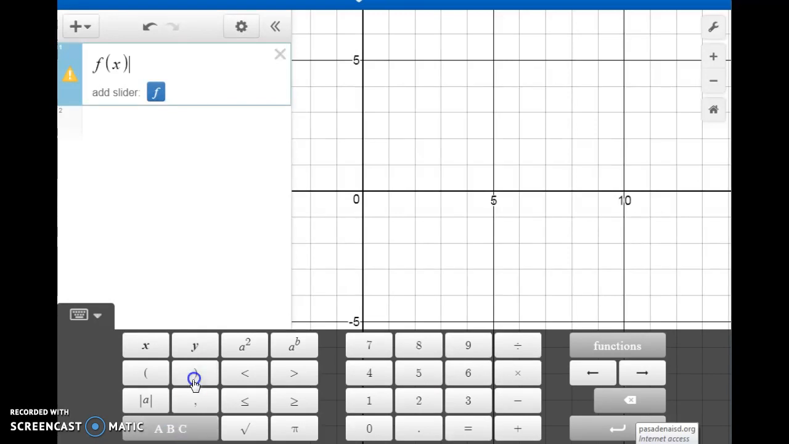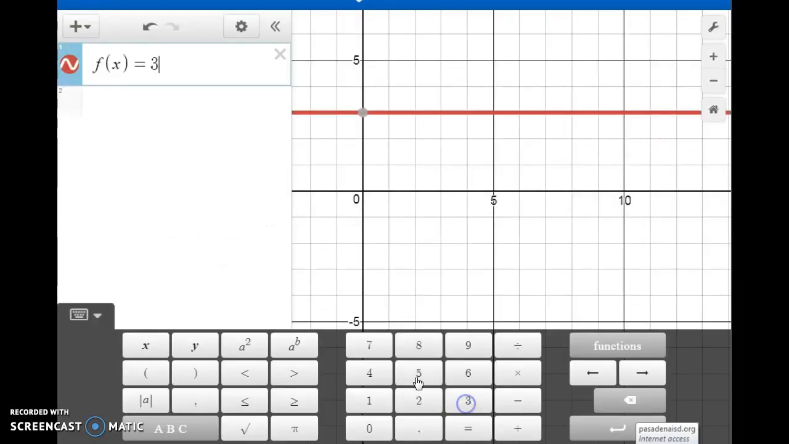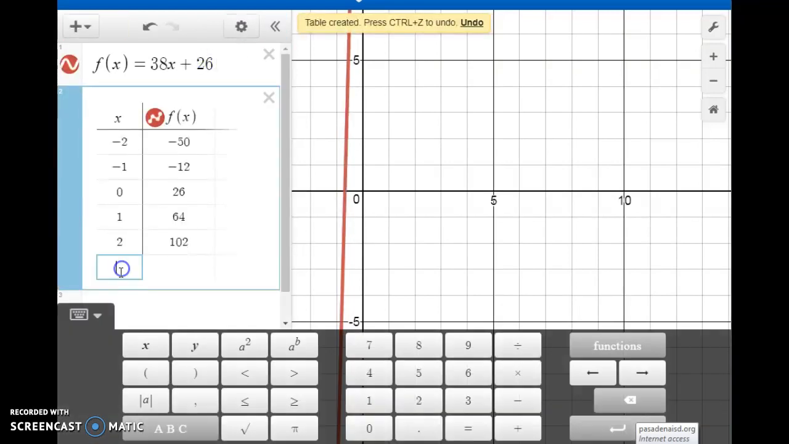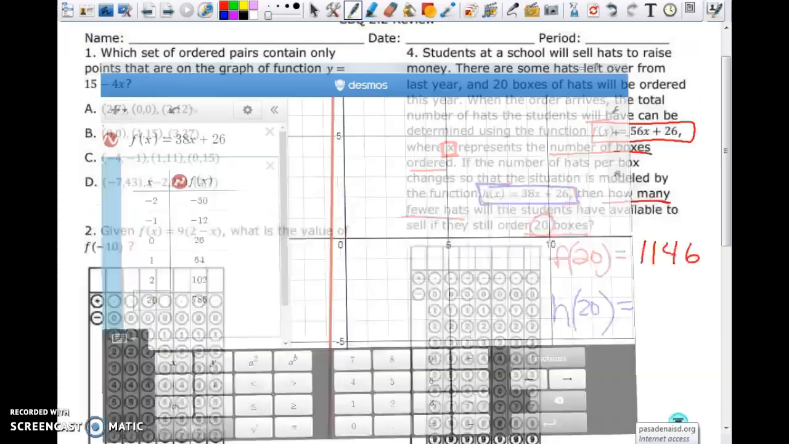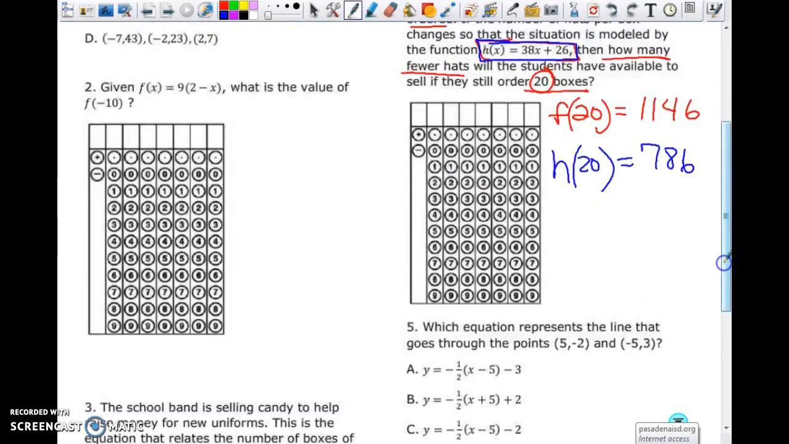So I'm putting f of x equals, and that equation was 38x plus 26. Okay, so now if we look at the table here and we order the 20 boxes, how many hats would we get out? We got 786. And again, the question asks how many fewer hats will the students have available? So we had 1,146 and we took away 786. How many fewer was that?